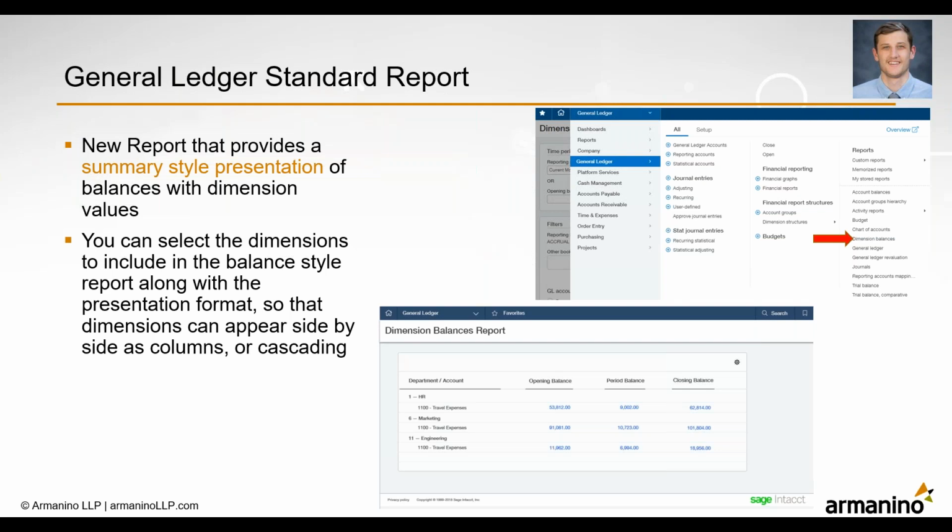This screenshot right here at the bottom of the screen is going to show you a sample dimension balance report with opening balance, period balance, and closing balance for travel expenses by department and account in the cascading format. This is a report that I'm really excited to start using and start seeing, and I think it's going to really be helpful to display a lot of your dimensions overall rather than having to go through and filter one by one.